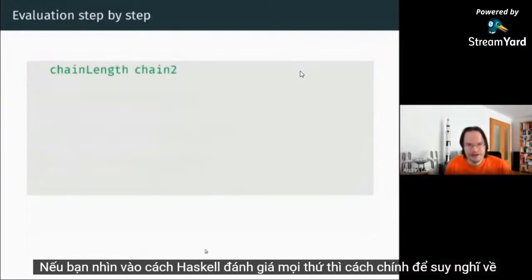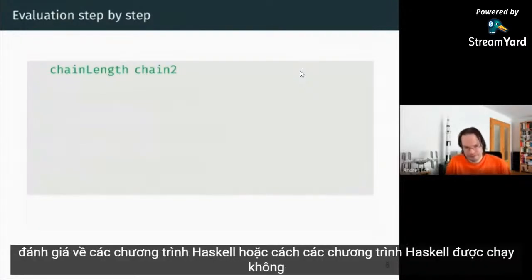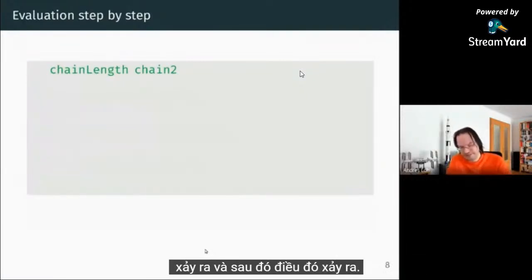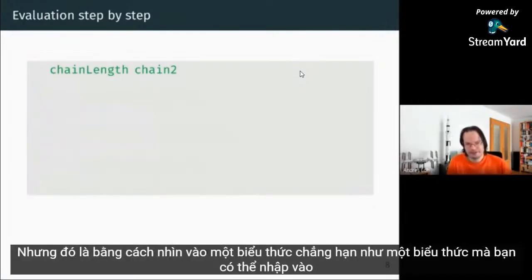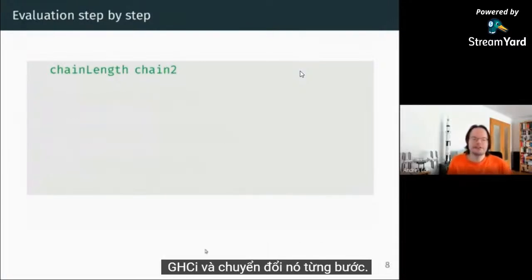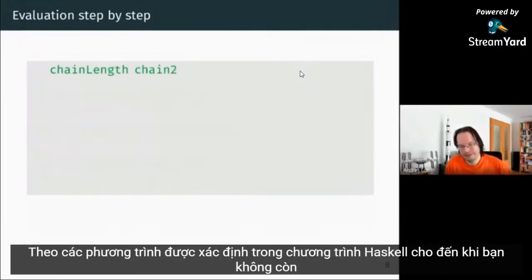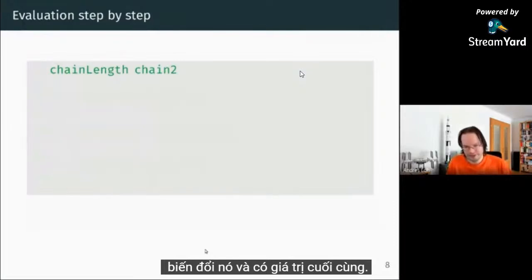If you look at how Haskell evaluates stuff, then the main way to think about how Haskell programs run is not like in an imperative language, where you typically say first this thing happens and then that thing happens. Instead, it is by looking at an expression such as one that you could type into GHCi and transforming it step by step according to the equations defined in the Haskell program until you no longer transform it and have a final value. And I'll show this as an example here.